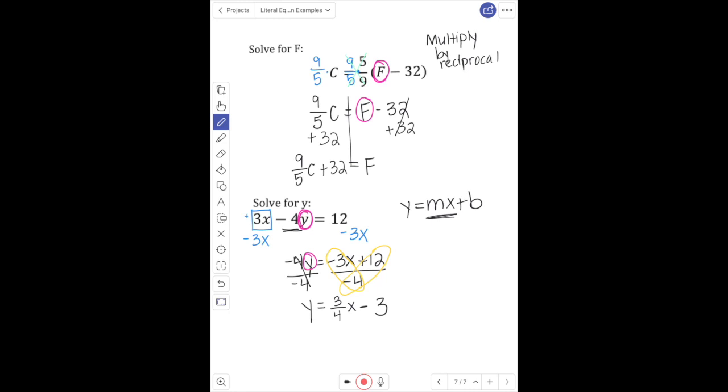Again, literal equations is simply rearranging. Use the same tools that you would if you were solving to get a value. You do your inverse operations.